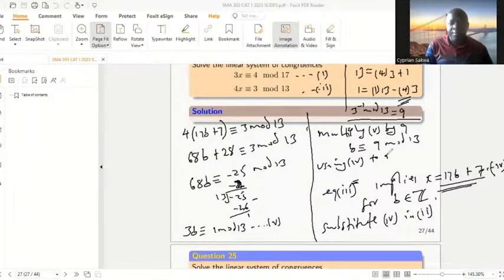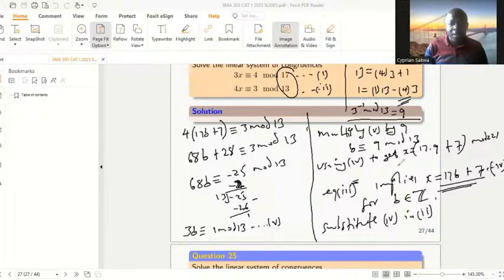We get x as 17b plus 7. And the mod is our mod, 17 times 13. Our mod is 221.